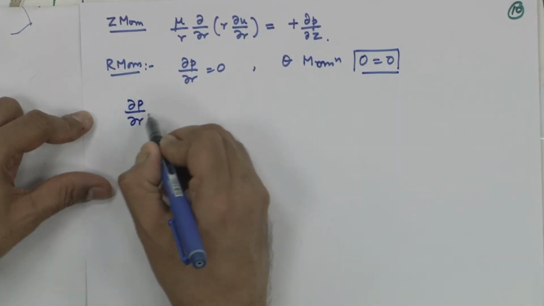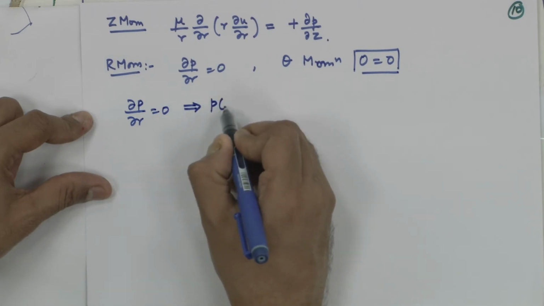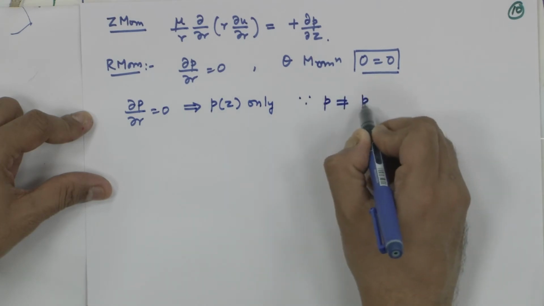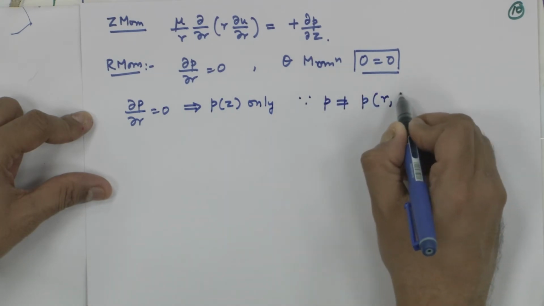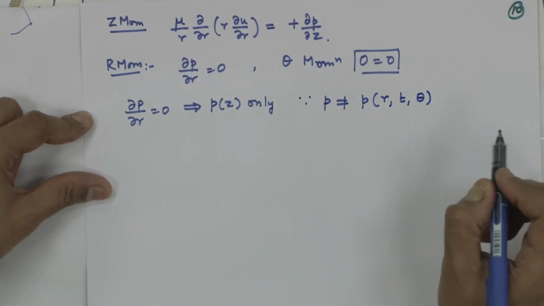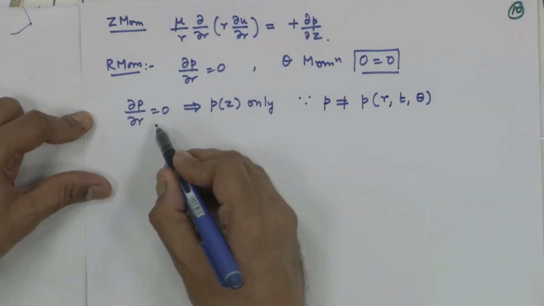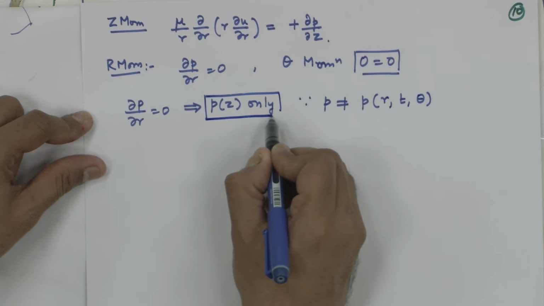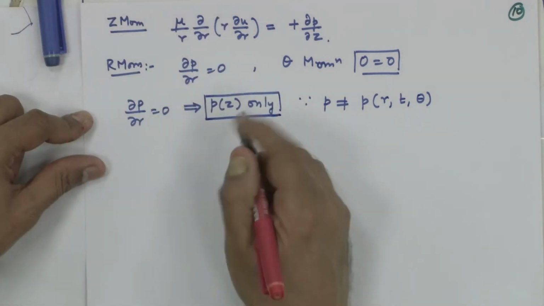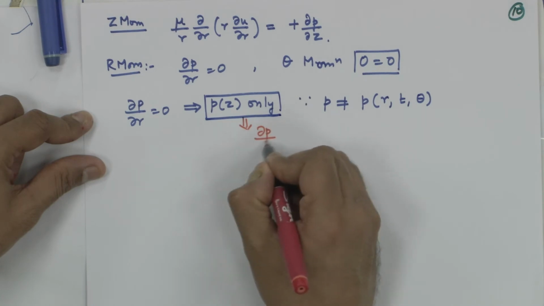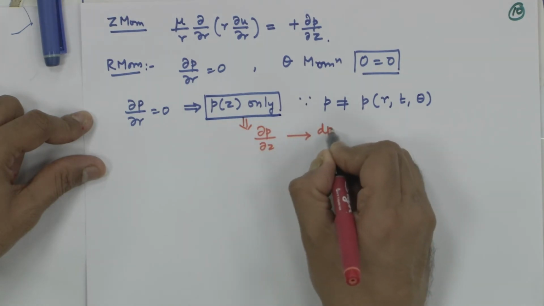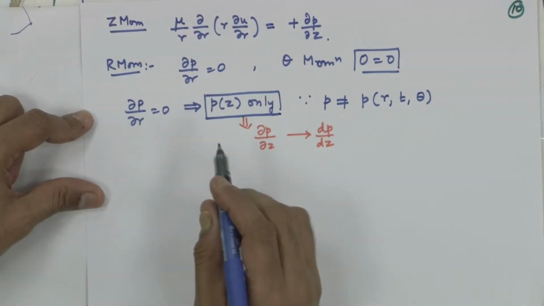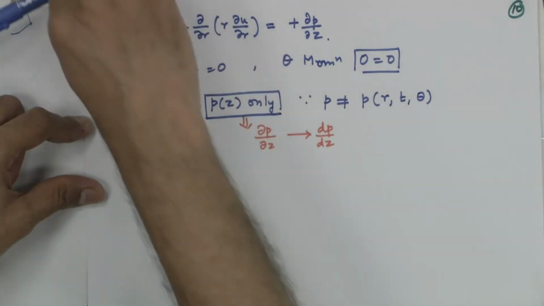dp by dr equal to 0 implies p is a function of z only, because p is not a function of r, time and theta. Nothing is a function of theta, p is not a function of r, we had assumed steady state. So, p is a function of z only, as a result dp by dz becomes a regular derivative, the first thing.